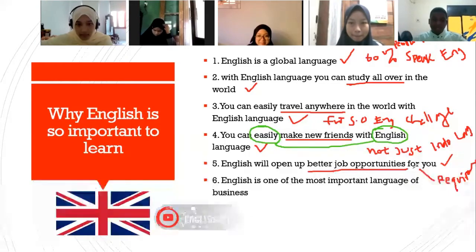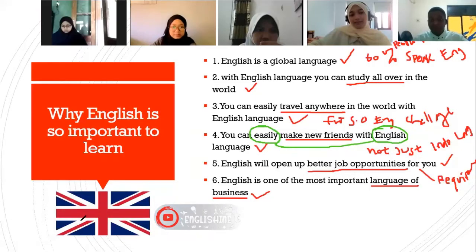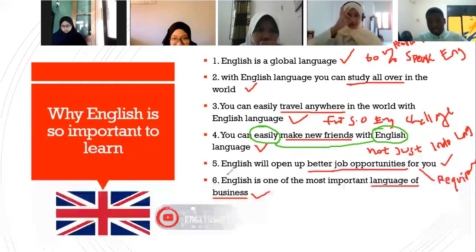The sixth reason, or the last reason that I want to talk about, is English is one of the most important languages for business. Yes, it is one of the most spoken business languages in the world. When you go to some of the restaurants, when you go to some of the workshops, like when you go to some of the supermarkets and other parts of the business settings, of course, you want to buy something.